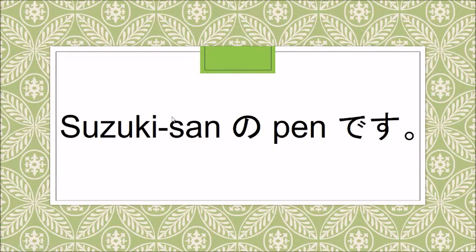Let's say we have a person named Suzuki, and obviously for honorific we add san. So Suzuki-san no pen desu. That means the pen belongs to Suzuki-san. So, Suzuki-san's pen. Suzuki-san no pen desu. Similarly, you could say Otosan no pen desu, Sensei no pen desu, and so on.